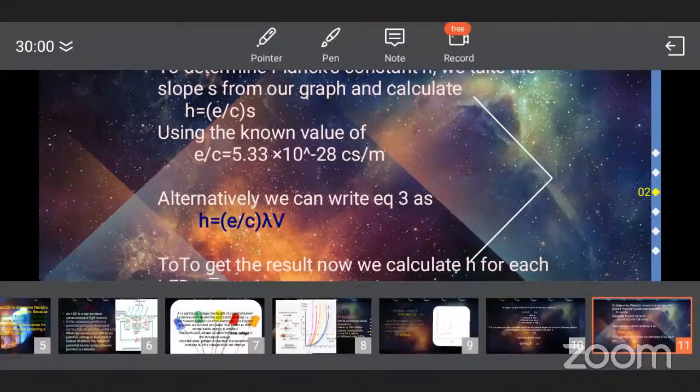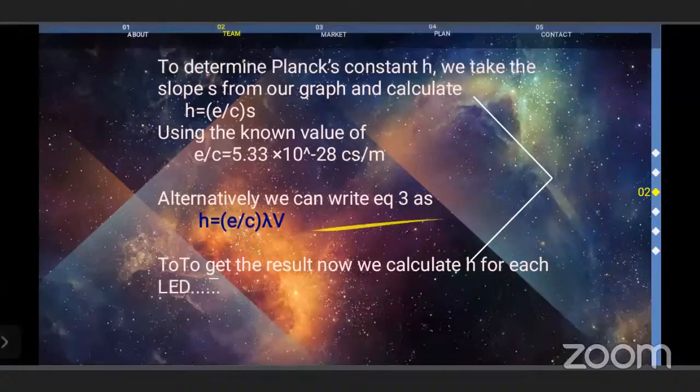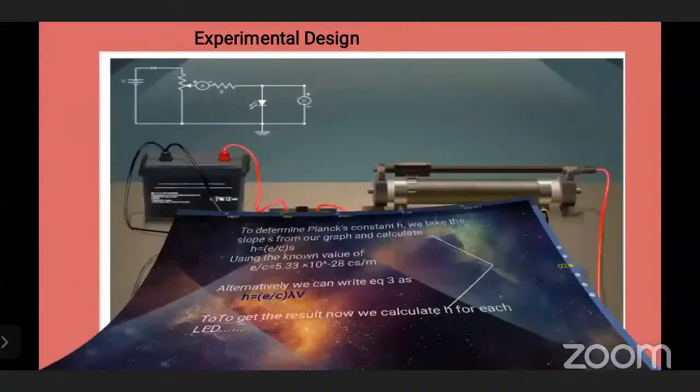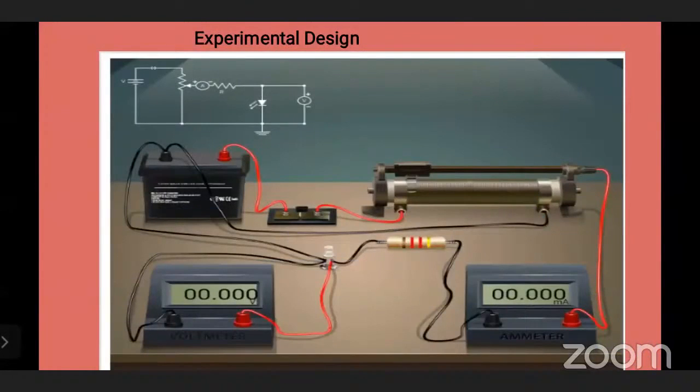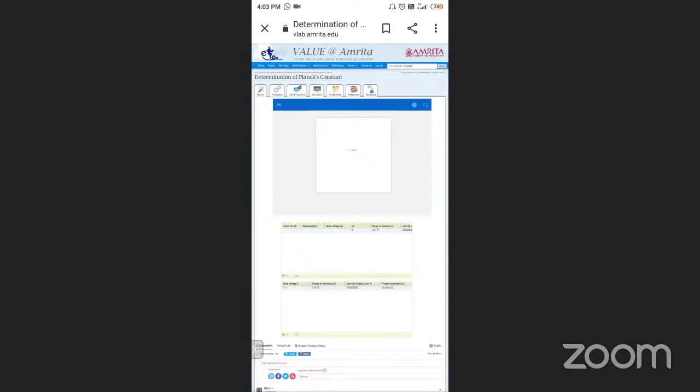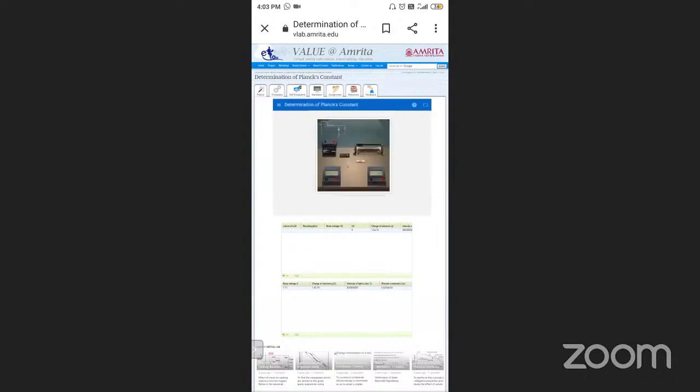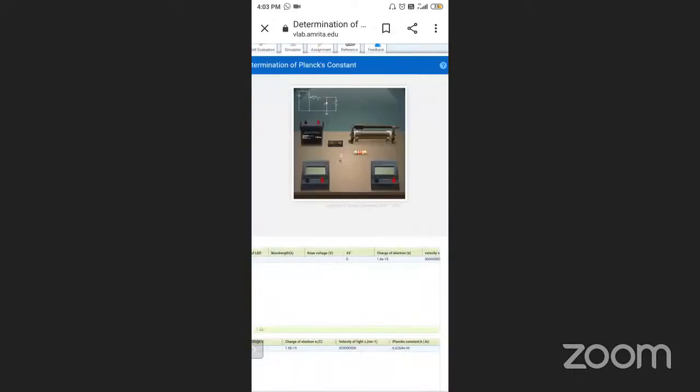Now we see the experiment. We make the connection as shown in the circuit diagram.